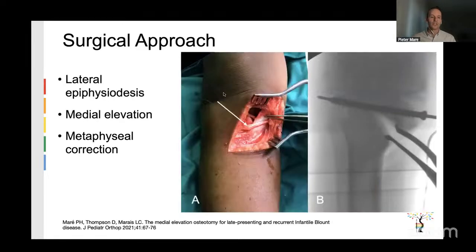So our surgical approach starts with the lateral epiphysiodesis because these children have very poor medial growth potential, and this is not a physeal sparing procedure. So in other words, if there was any little bit of growth potential left, with this elevation we're likely to damage that. So we have to do a lateral epiphysiodesis at the same time so that we don't sit with a recurrent deformity. The medial elevation is done, as you can see in the image on the left there.